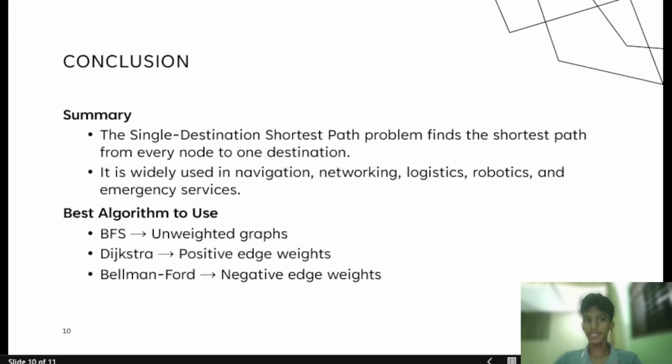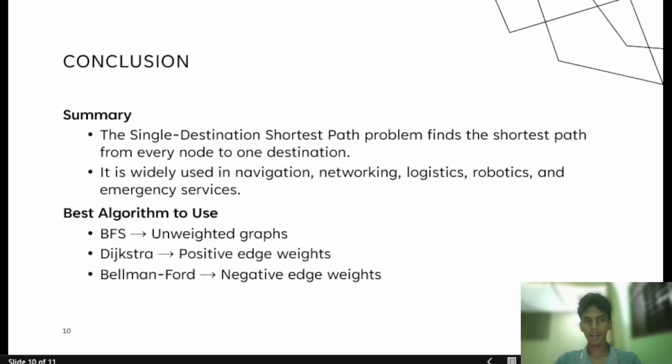To conclude, the single destination shortest path problem is an important graph problem that finds the shortest path from every node to one destination. We discussed its definition, several real-world applications, and the three main algorithms used to solve it. BFS is best for unweighted graphs, Dijkstra's algorithm is ideal for graphs with positive edge weights, and Bellman-Ford is useful when negative edge weights are present.